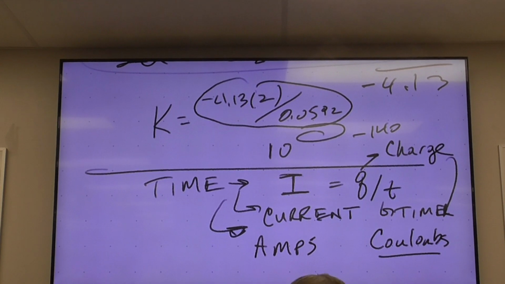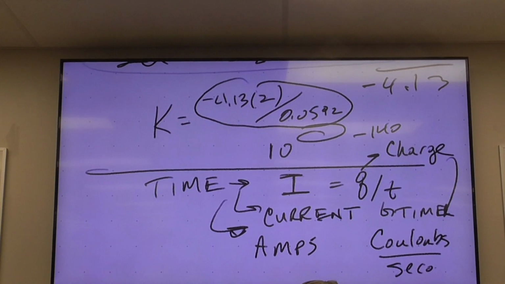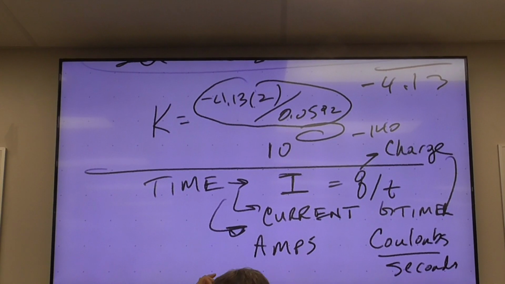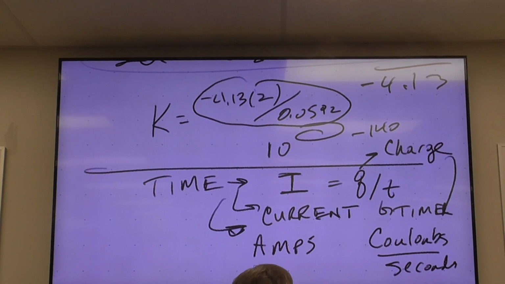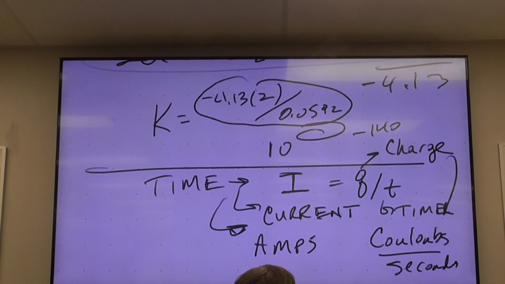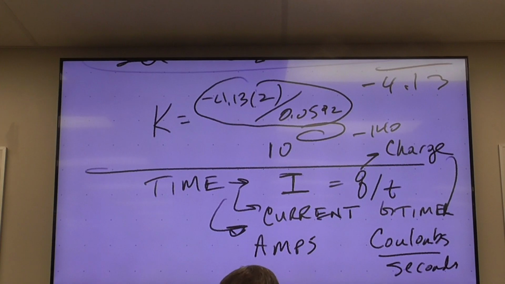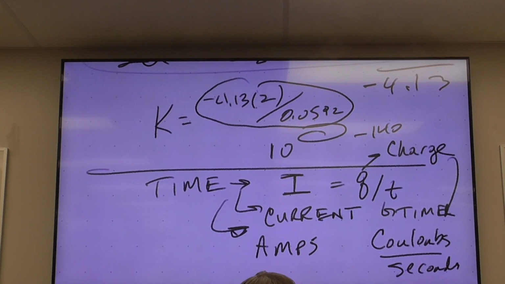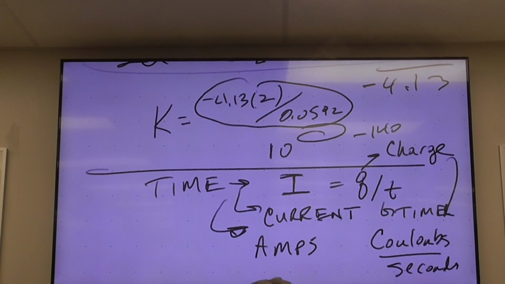And then time is oddly enough going to be in seconds, okay? So if you have a 15 amp breaker, that means that it can handle 15 coulombs of charge per unit of time. If it's a 20 amp breaker, it can handle more. So the bigger the number is, the more coulombs would pass per unit of time before it throws.